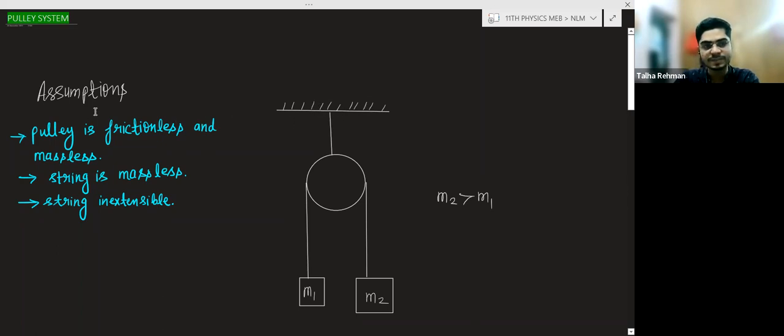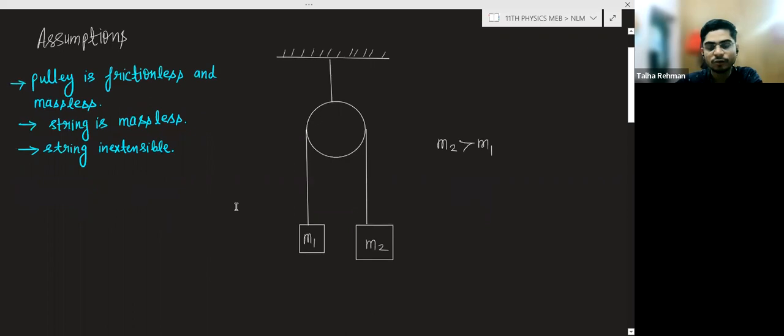Here we will assume that the pulley is frictionless and massless, and the string is massless. This string has no mass, and the string is inextensible. Inextensible means the length of the string during the motion will not change. This is the condition given.